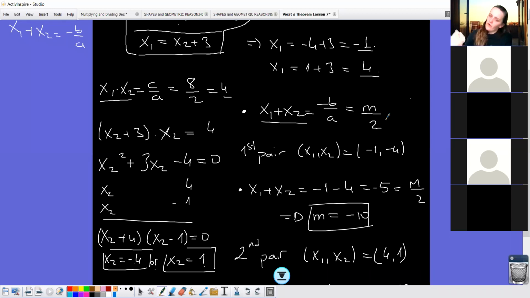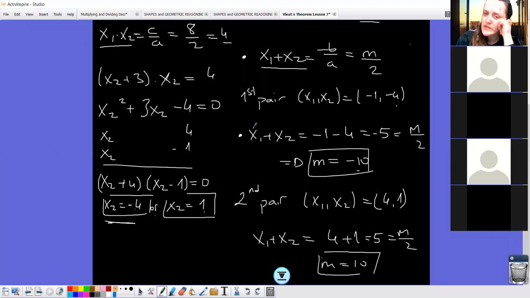Okay, now we have two different pairs of the roots. When x2 is -4, we found x1 is -1. This is the first pair, -1 and -4. For this pair of roots, I will find m as -10. And for the second pair, when x2 is 1, x1 we found 4. For this pair, I will find m as 10. Is it okay?